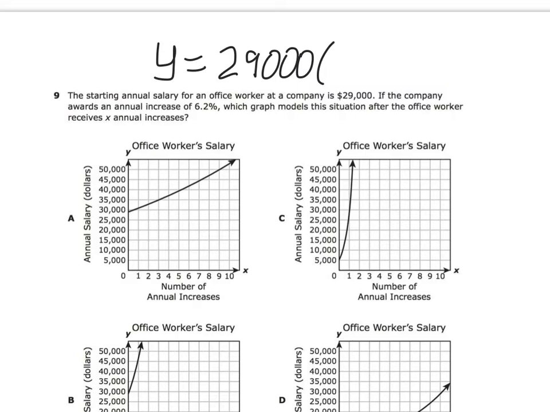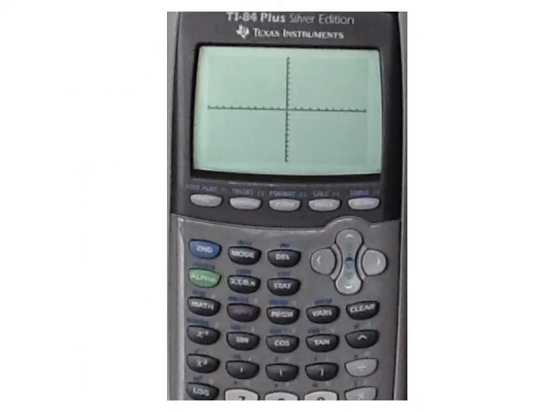And since I know it's an increase or a rate of growth, it's going to be 1 plus the rate of growth, so 1.062, and then raised to the value of x. So what I'm going to do is put that into the y equals of my calculator. And when I put it into the y equals and I press the graph key, nothing comes up on my screen. It's finished drawing, but nothing is showing, which is not very helpful to me at all.